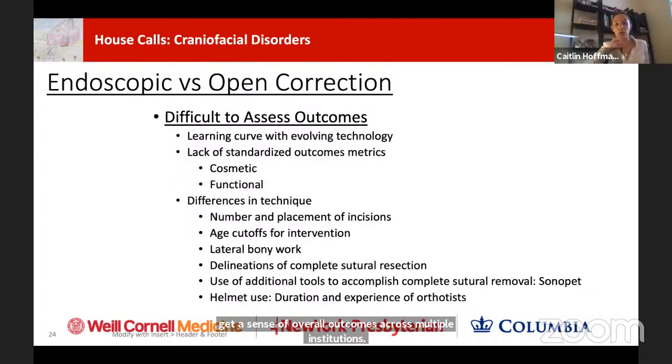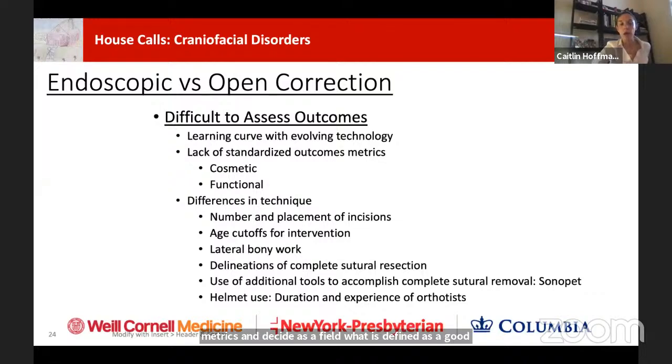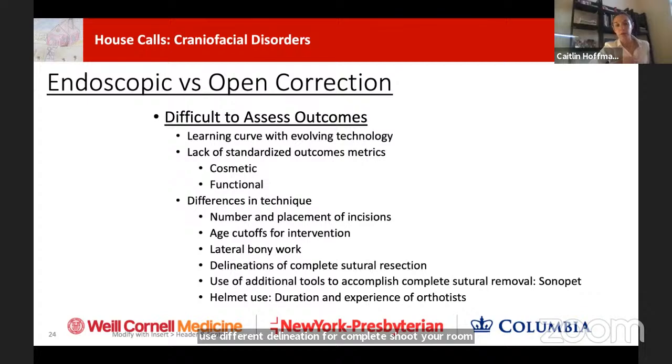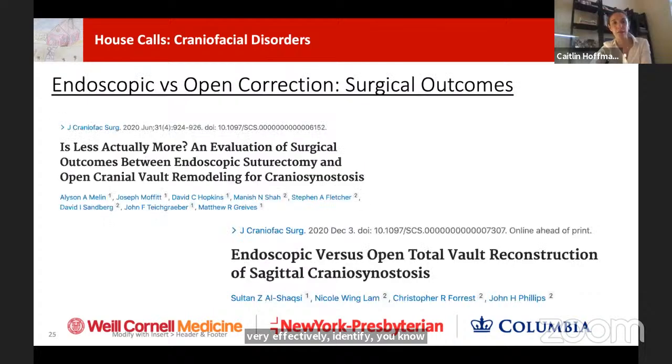There's a lack of standardized metrics in terms of what is a good outcome, based both cosmetically and functionally. We really need to start to standardize those metrics and decide as a field what is defined as a good outcome and who needs a revision. And then there are just differences in technique. Different people place their incisions differently. They use different age cutoffs. Some institutions will push to 6 months for endoscopy, where they might have a higher rate of revision, as you can imagine. Some of us do a little bit more lateral bony work with our endoscopic work than others, and use different delineations for complete suture removal. We use the Sonopet, a relatively new advancement for some of our bone removal. So all of these differences make it a little bit difficult to very objectively identify the validity of one approach versus the other.